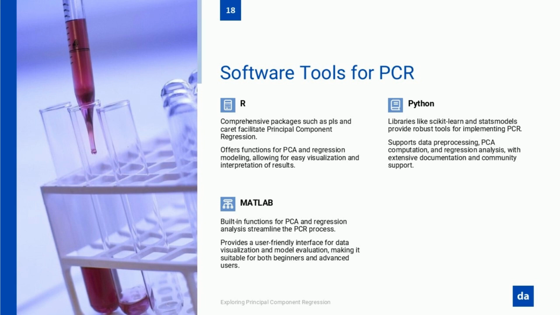R is another excellent tool for performing PCR, particularly favored by statisticians and researchers in academia. The pls package in R provides built-in functions for both PCR and partial least squares regression, PLSR. The function pcr allows users to apply PCA and regression in a single step, specifying the number of components to retain using cross-validation. Data preprocessing, such as standardization, can be done using scale, and model evaluation metrics like R-squared and root mean square error, RMSE, can be computed using functions from caret.